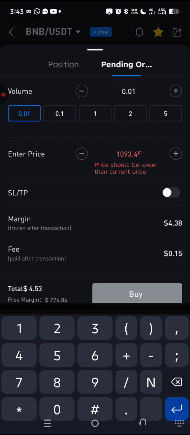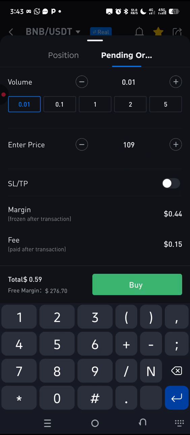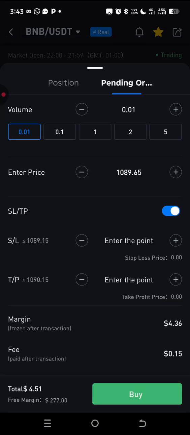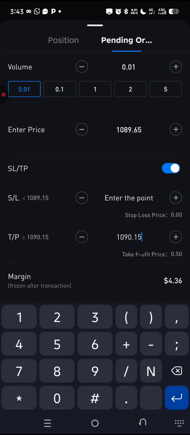Let's assume I want it to fall to 189.65, for example. What will be my take profit? Take profit for me at 193.20. Stop loss at 188.2. Stop loss for me there.